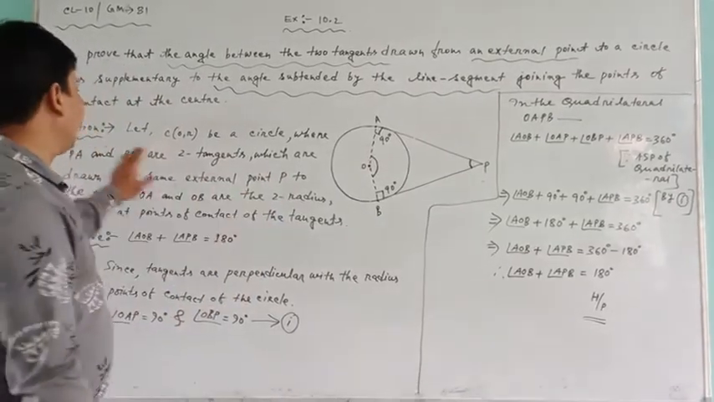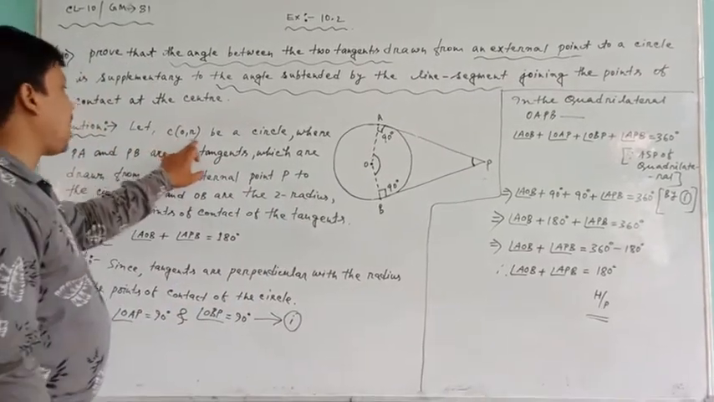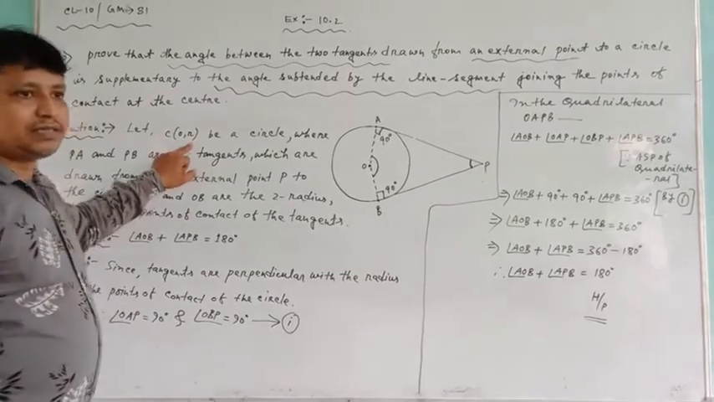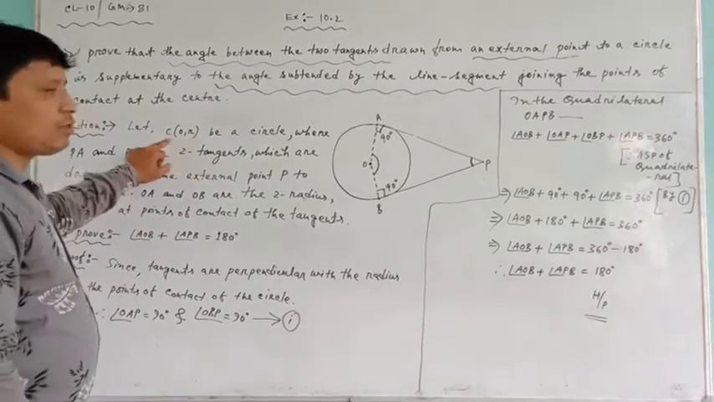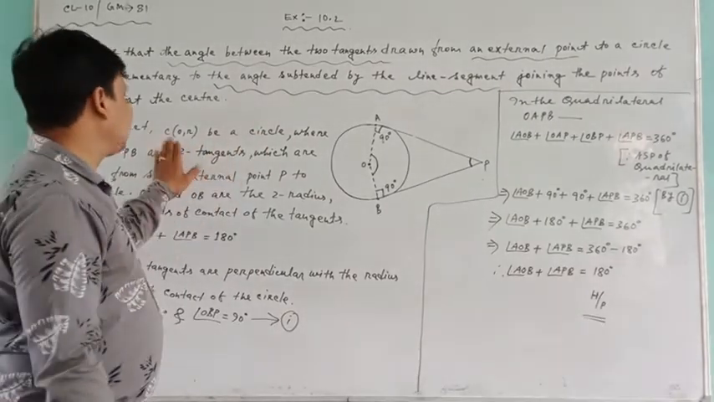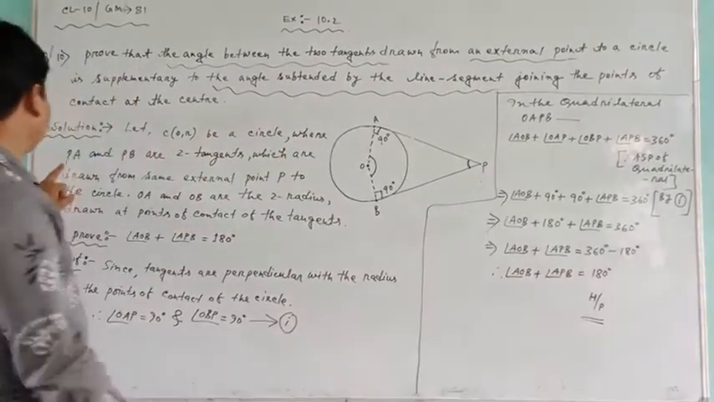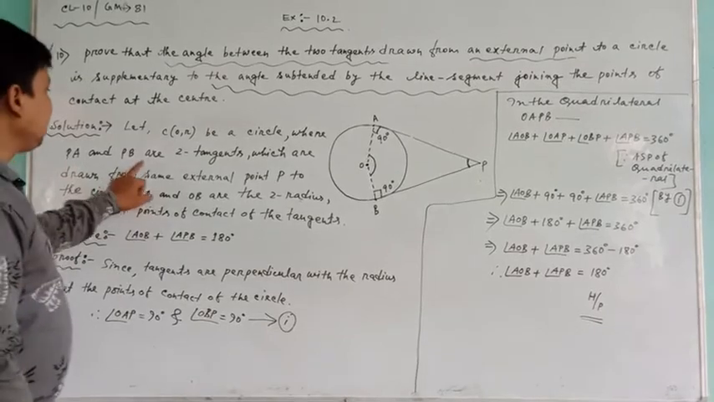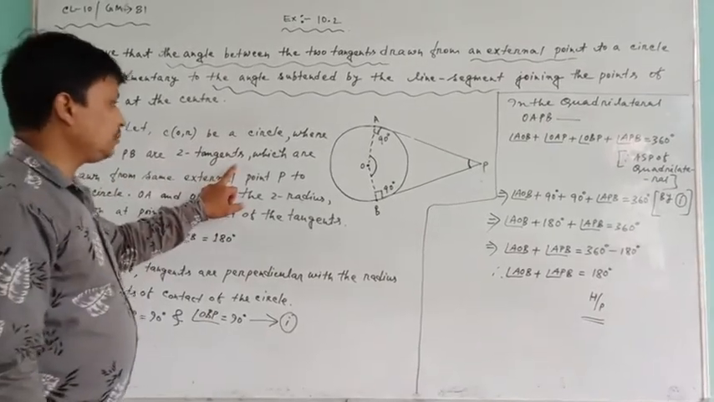So first of all we are declaring the name of the circle. O is the center, radius is R. It is the name of the circle. Let a circle of center O and radius R be a circle. That means we are giving the name, where PA and PB are two tangents.